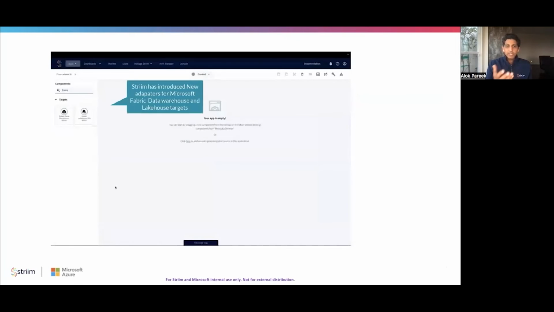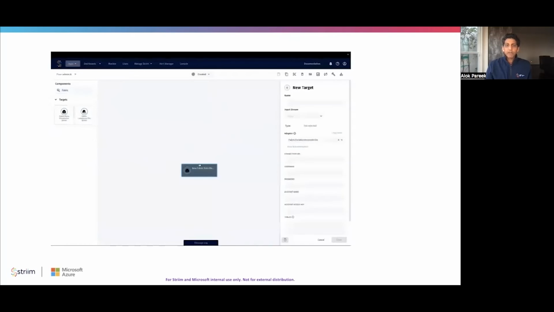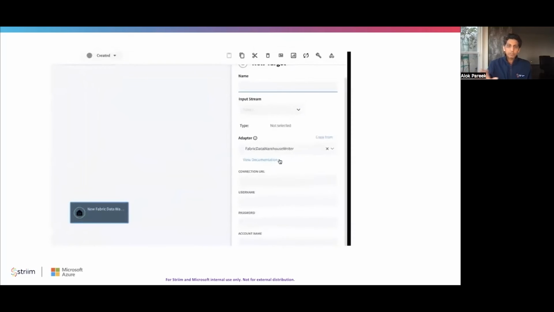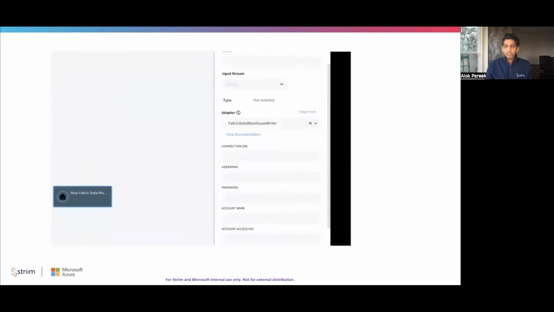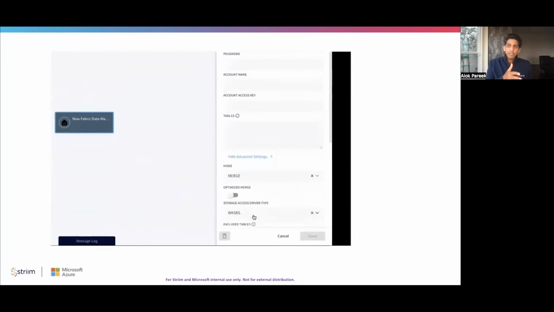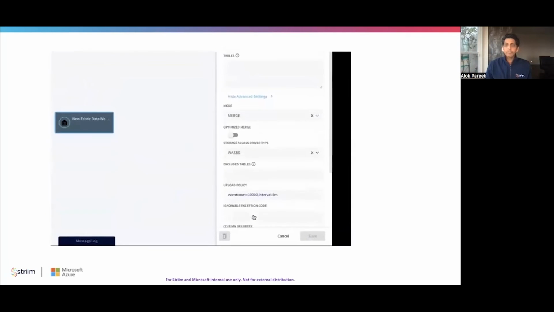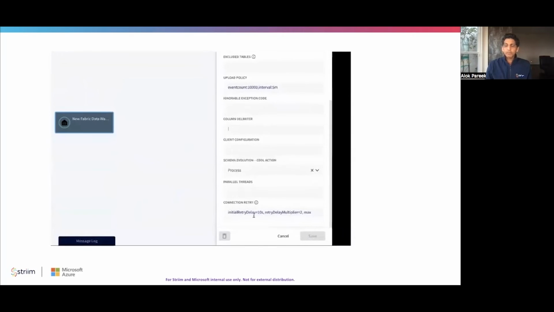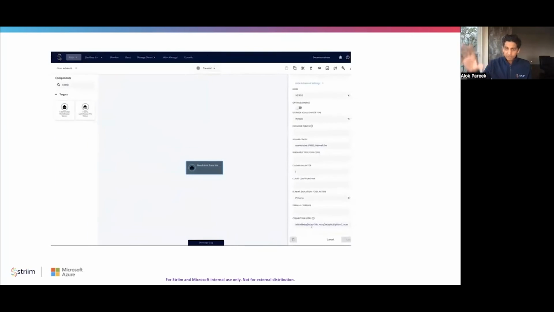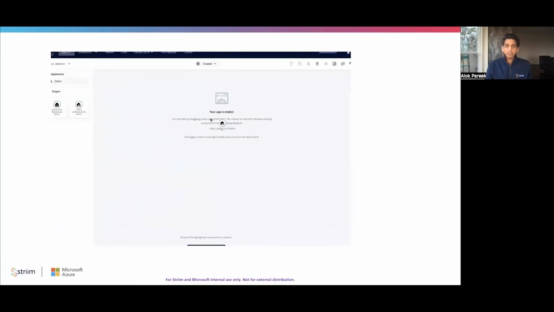You can see that there are new adapters available for Microsoft Fabric Data Warehouse and Lakehouse. Let's step into each one of them. If I drag and drop just the Fabric Data Warehouse icon, it opens up a property template, and this is where a lot of the magic happens in terms of taking the incoming data and using a SQL endpoint to interface with the warehousing tables. There are a lot of different configuration policies possible there.